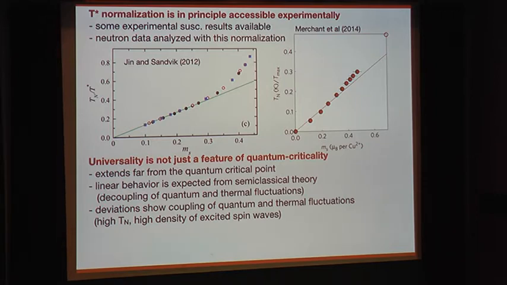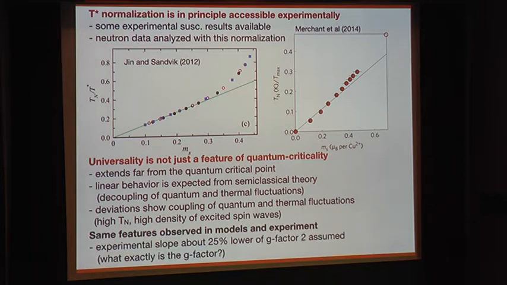This line here is something I added myself, so it's roughly a line that goes through those points. It's not exactly the slope we predict, but I think I say it somewhere, something like 25% different. There are some uncertainties, like the g factor and all sorts of things. But still, this shows that you can do something that experimentalists can be happy about here.